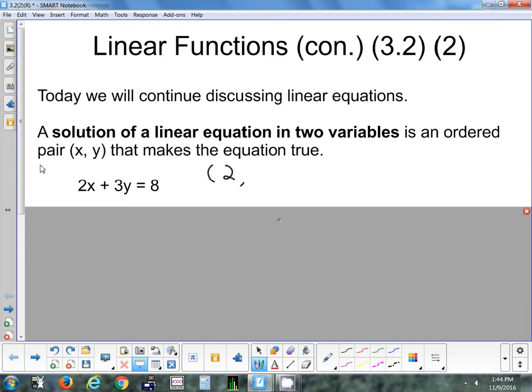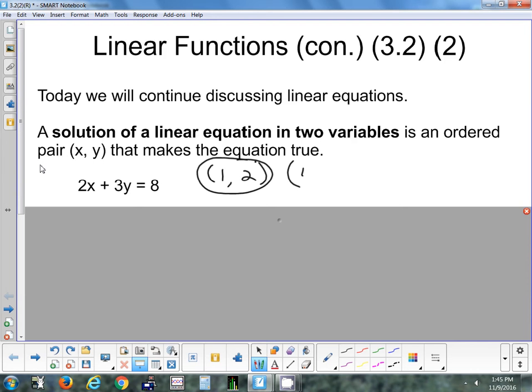The only thing is if you pick 2 for x, you're going to have to pick a fraction for y. So now we've kind of backed ourselves into a corner with a fraction. 1 for x, great choice, that's going to work. And what could you pick for y? 2. This is one ordered pair that would make this true. What's 2 times 1? 2. And what's 3 times 2? 6. And then 2 plus 6, here's my 8.